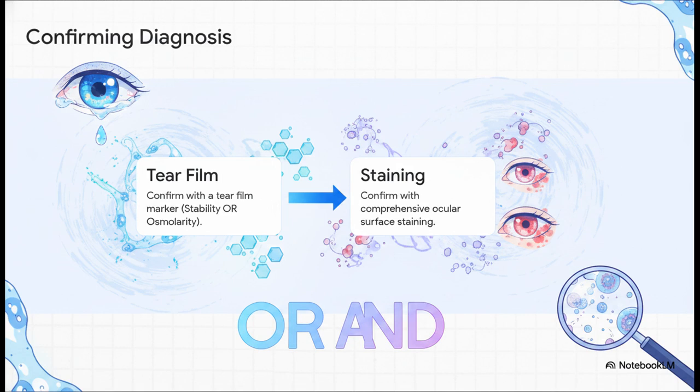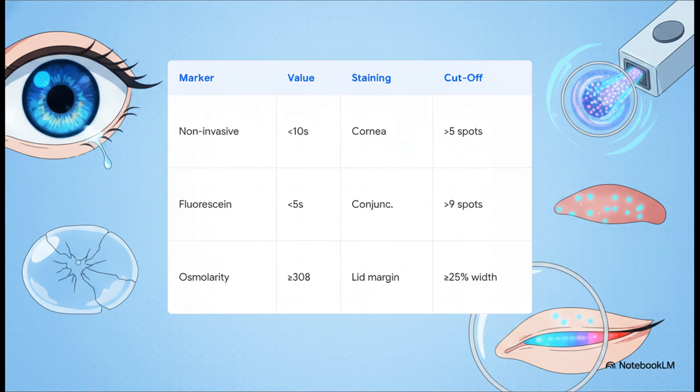Step 2, you must pair that finding with comprehensive ocular surface staining. So it's an or followed by an and. You need one tear film marker, and you must observe surface staining of the cornea, conjunctiva, and lid margin. This illustrates the exact clinical cutoff values you need to memorize to objectively diagnose that loss of homeostasis. Let's break it down. For tear film markers, a non-invasive breakup time of less than 10 seconds or a fluorescein breakup time of less than 5 seconds indicates instability.